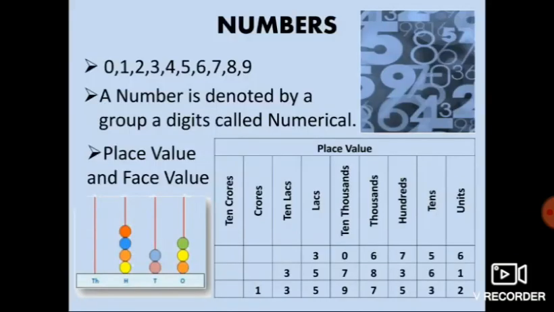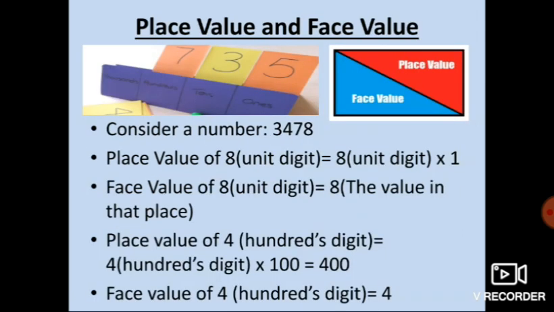First of all, numbers. We represent numbers in the Hindu-Arabic system, and it is represented as 0, 1, 2, 3, 4, 5, 6, 7, 8, 9. And a group of these numbers will be denoted as numerical. So how should we read these numbers? How is a value given? Such things are known by understanding the place value and the face value.